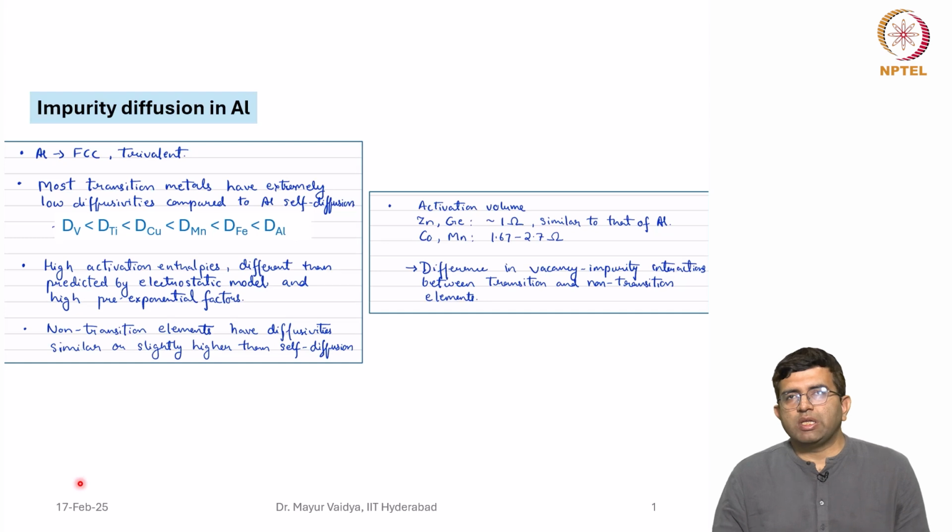Pressure effects have also been studied in the case of impurity diffusion in aluminum, and for zinc and germanium, an activation volume of around 1 omega, which is similar to that of aluminum, has been found. And for transition elements like cobalt and manganese, a slightly higher activation volume in the range of 1.67 to 2.7 omega has been estimated. Here the difference between the transition metal and non-transition metal diffusivities in aluminum comes from the difference in the vacancy impurity interactions.